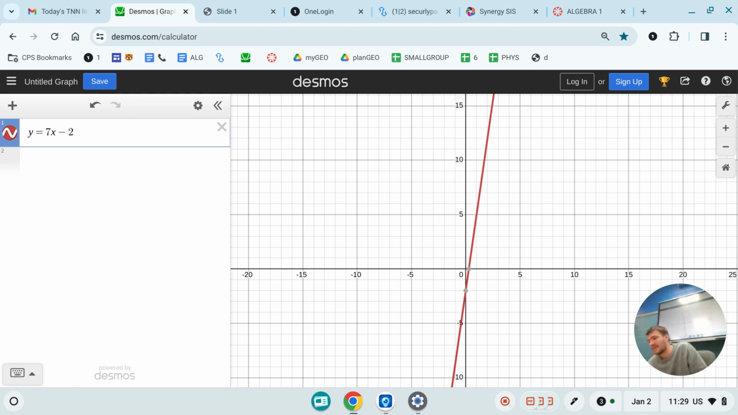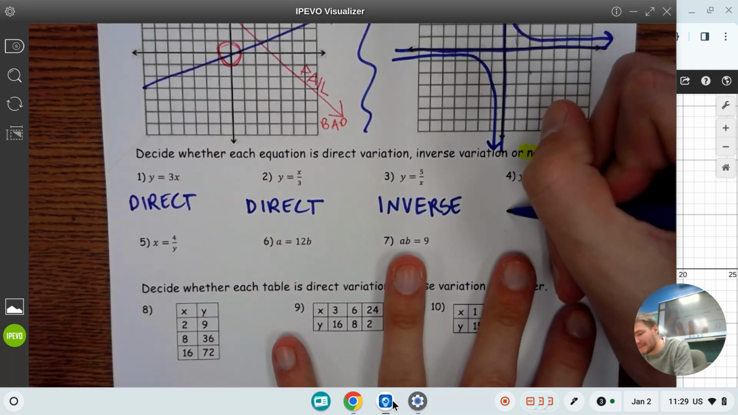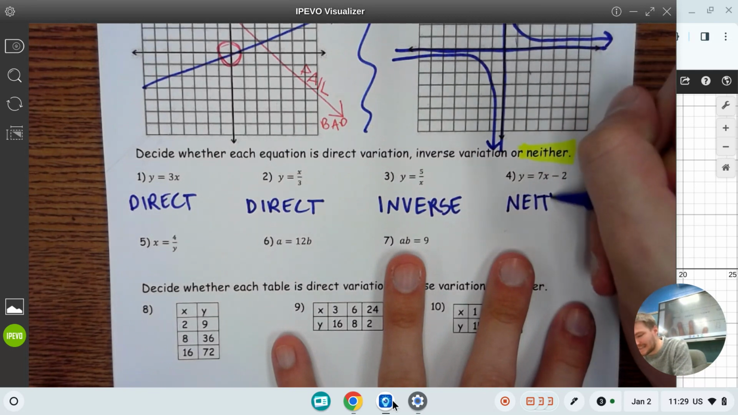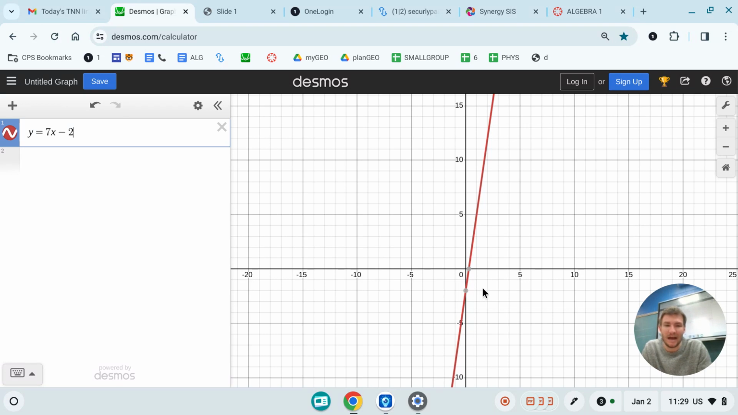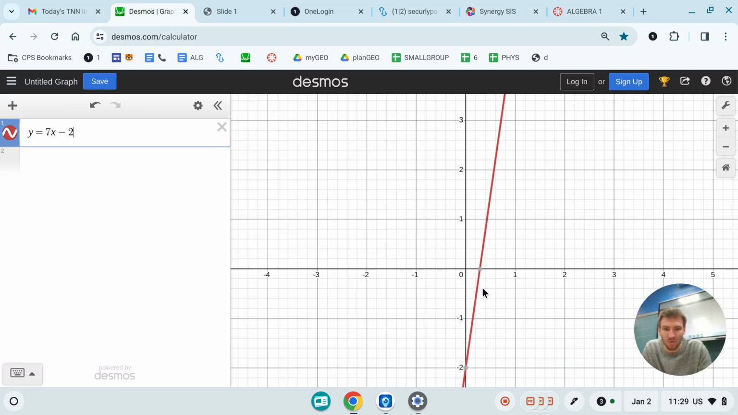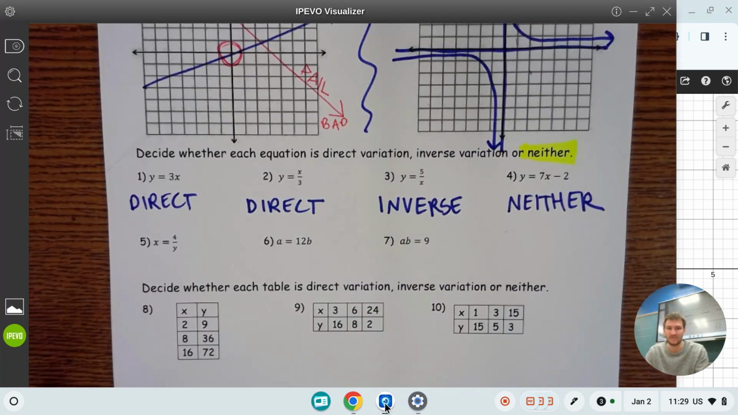There's our picture. Does that look direct? Does that look inverse? This is actually neither. I even said you got to be careful. Everyone misses this question. This is neither. We have a problem with this graph. Does it go through the origin? It does not. And so we have a fail. We have a neither.